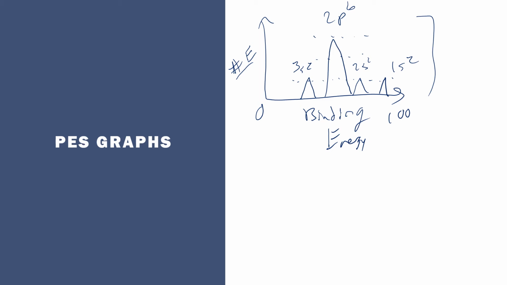Now the annoying part of this is that sometimes they will flip the axis on you. So sometimes they'll put the highest energy on the left and the lowest energy on the right, but it's not consistent. So you always have to read the axis. Highest energy is 1s, and then work your way out from there.